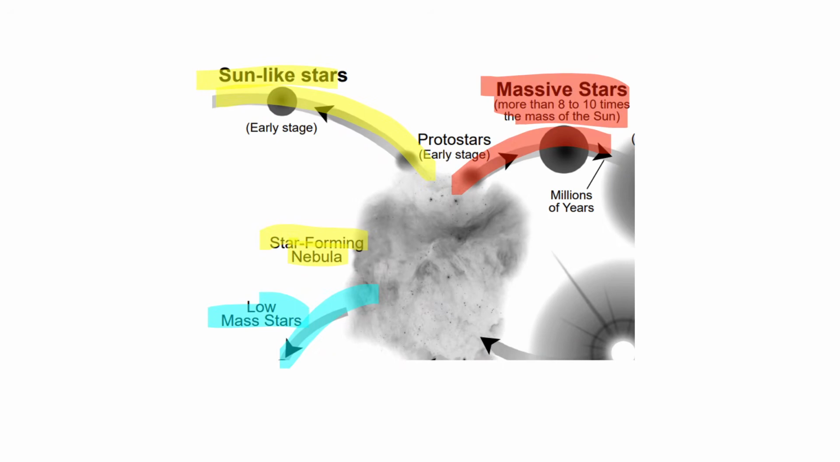Let's start from the middle. In the middle we have a star-forming nebula. That's the gas cloud from which different stars form. And here we see three different types of stars that we can see forming from this nebula. We can see in yellow here sun-like stars. We can have low mass stars, and then we have massive stars. So we have these three arrows that are coming out of this star-forming nebula, this cloud of gases and dust.